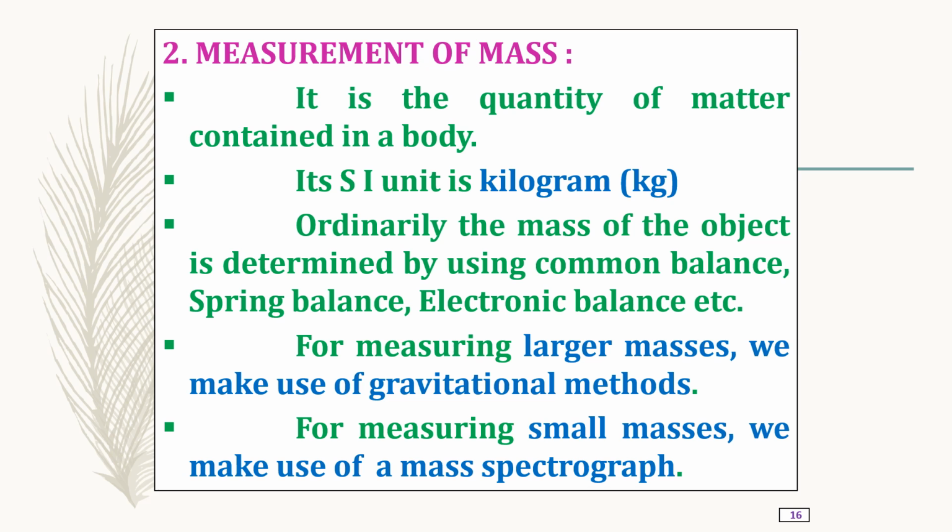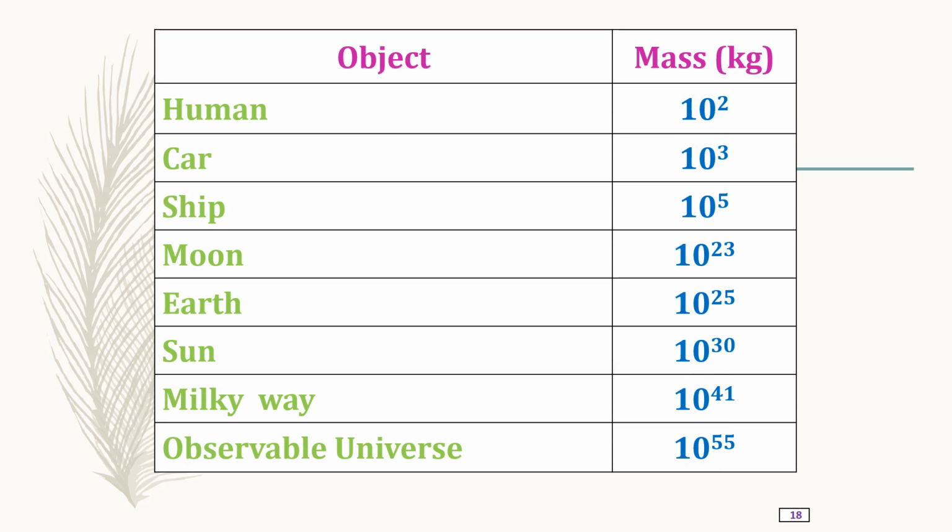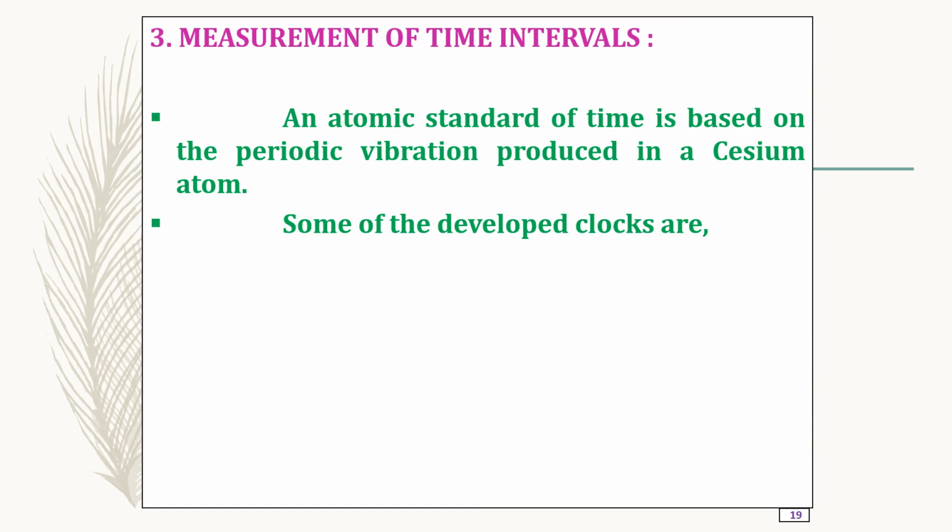So here, the range of masses is given in the table. For an electron, the mass is 10 power minus 13. For proton and neutron, it is 10 power minus 27. For a raindrop, it is 10 power minus 6. For a human, the mass is 10 power 2. Moon is 10 power 23. Milky Way is 10 power 41. Some of the weighing balances commonly used are the common balance, spring balance and electronic balance, which were already explained to you. Now we are going to see measurement of time interval.